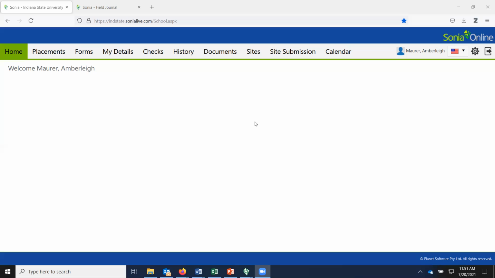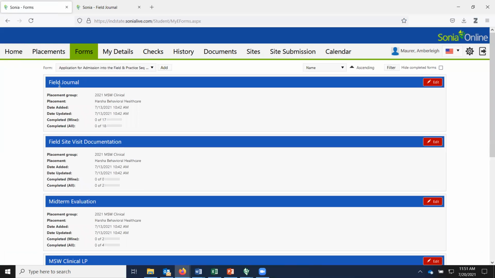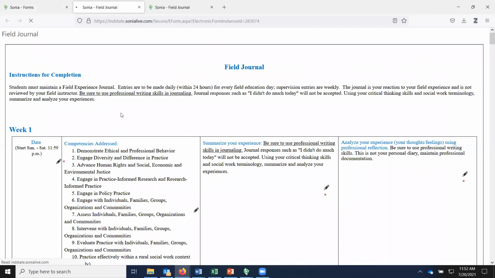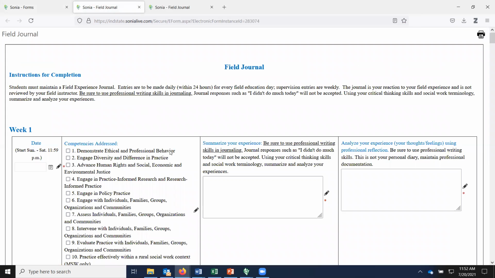As you can see, I'm still logged in here under Amber Lee to demonstrate how to create your field journal. So I would again click on the Forms button, and find the form that I'm wanting to edit. For this video, we're looking at the field journal. So I would click the edit button to get to her journal. When that opens, it's going to pop open the field journal here in Sonia with some instructions for completing the journal.